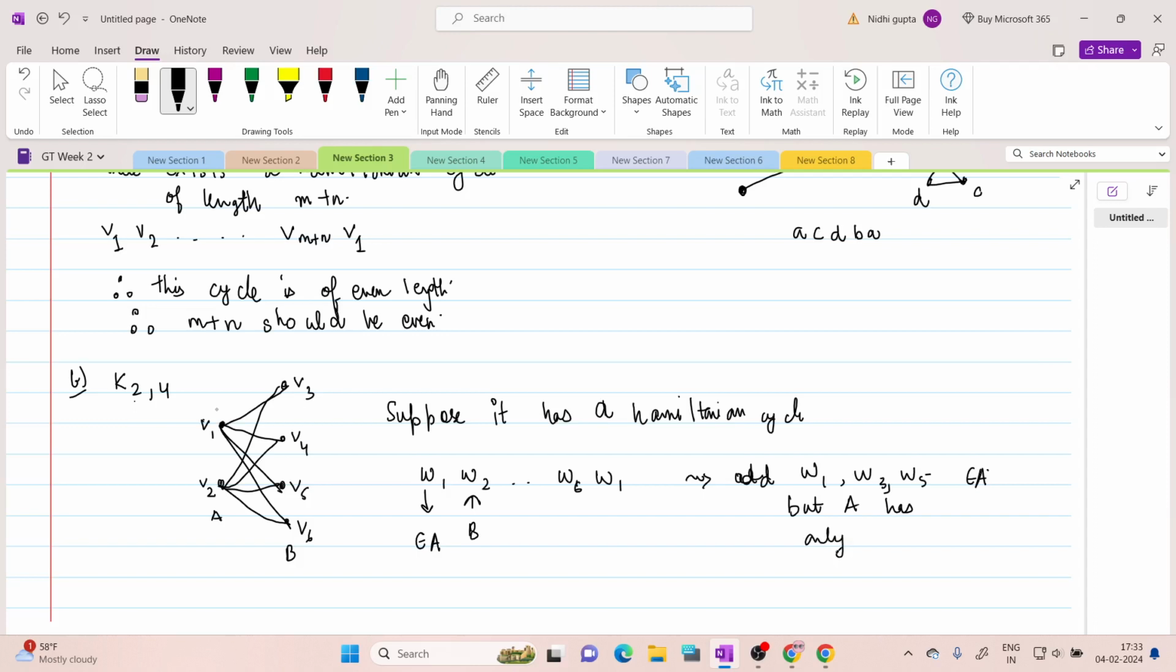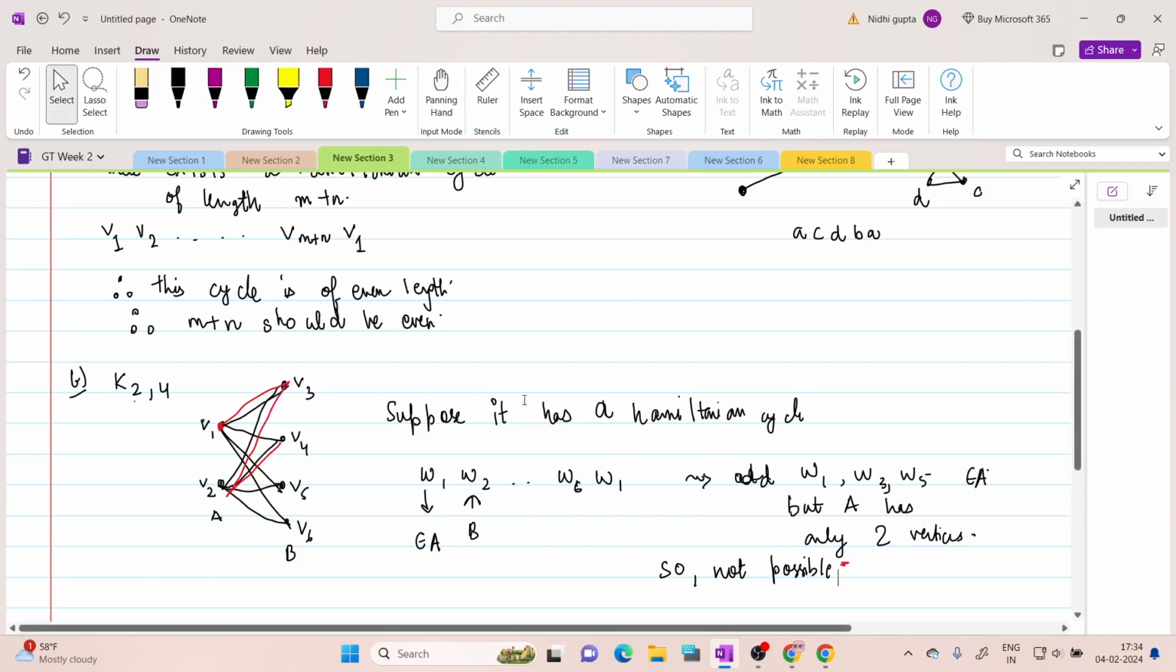A has only 2 vertices, so it is not possible. Even if you try to make a Hamiltonian cycle, we'll start with, say, V1, then we'll go here, then here, then here. But now we have no other vertex in A to complete our cycle. So this is the reason. Did everyone understand why K24 is not Hamiltonian?